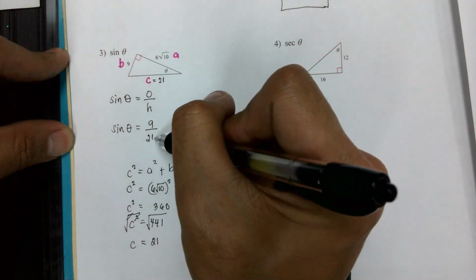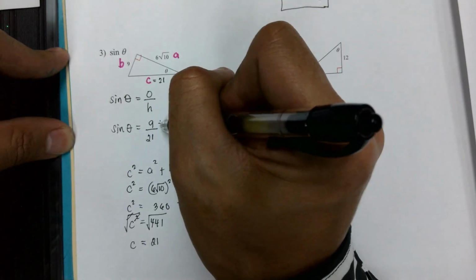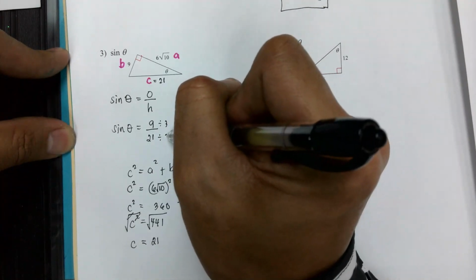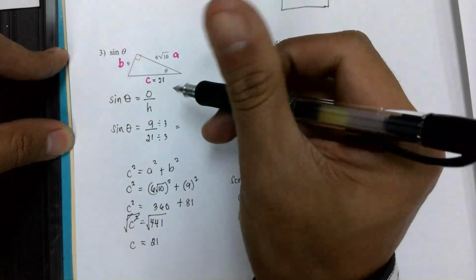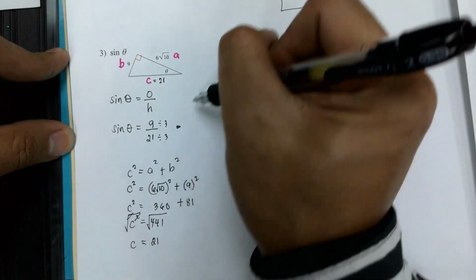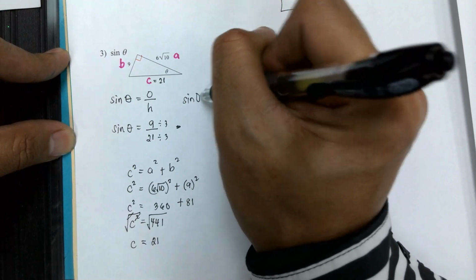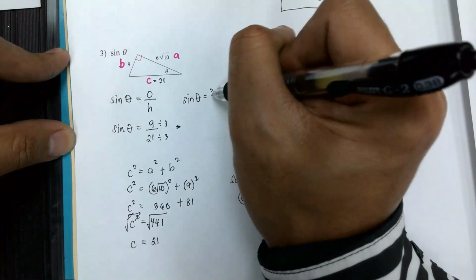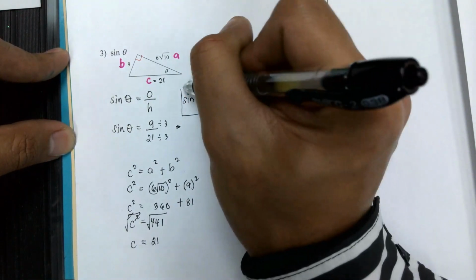Now looking at 9 over 21, we can reduce this further by dividing by 3 on both sides, and that gives us the final answer, which is 3 over 7.